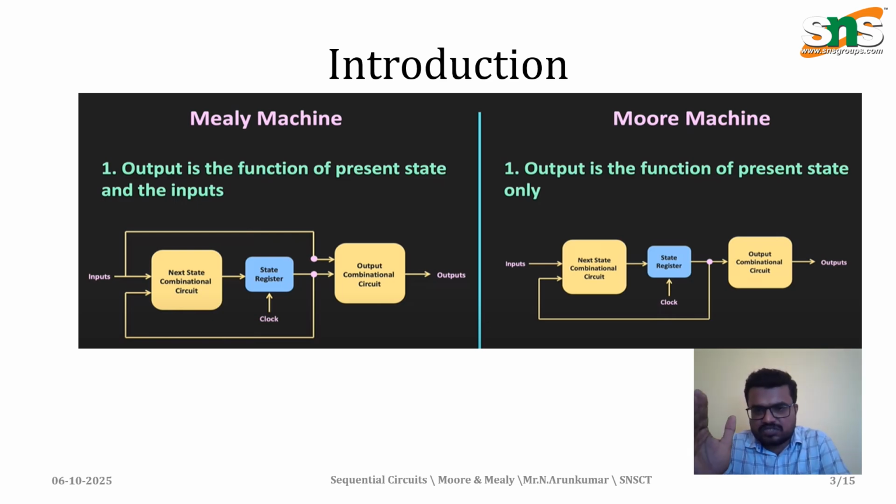For Moore machines, it will be based on the present state only. The output here is a combinational circuit, and that combinational circuit is based on the present state only. So the present state here comes from the next state combinational circuit. It is based on the present state only, so we won't mind about the input signals. So the Moore machine has only the present state.